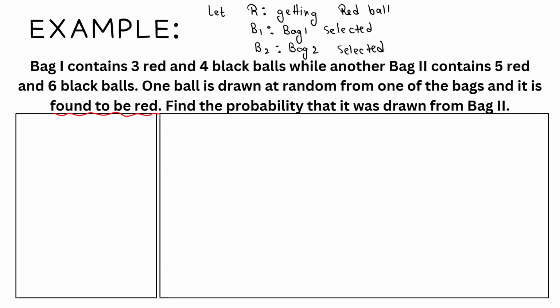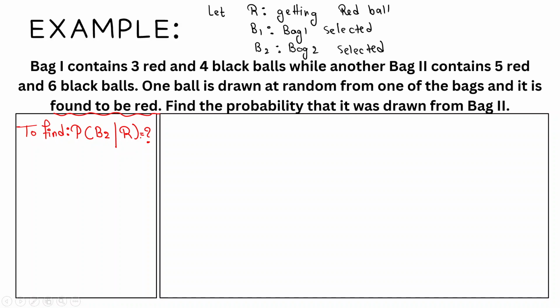Now after reading the question, I will first write what to find. What is something that I need to find over here? What do they want? They want the probability of getting back 2. But what event is given? Given that it is a red ball. So they need to find the probability of B2 given R.